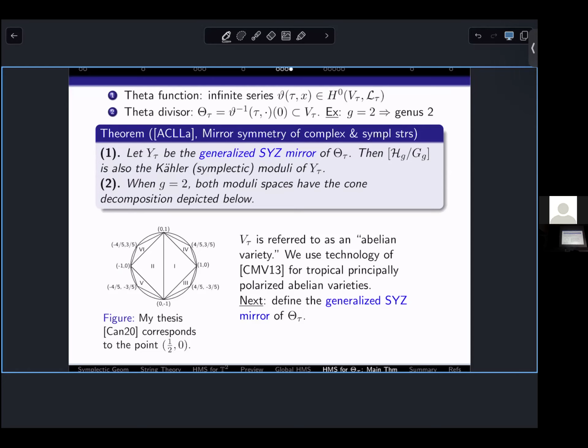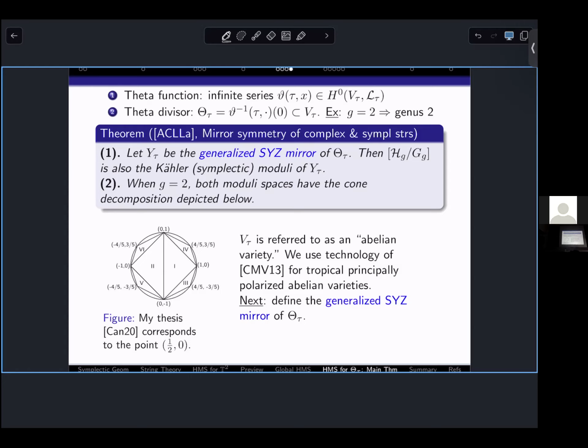And when G is equal to 2, we can actually draw what the symplectic and complex moduli look like. So V tau is an abelian variety. We use a technology of Chan, Melo, and Viviani for tropical principally polarized abelian varieties for our result. This picture appears in their paper. They're talking about complex structures on abelian varieties on the complex side. And when we go through the symplectic moduli for the SYZ mirror, we can produce the same picture. We can write out the equations. They're linear equations, so we can solve them. And we actually get the exact same picture.